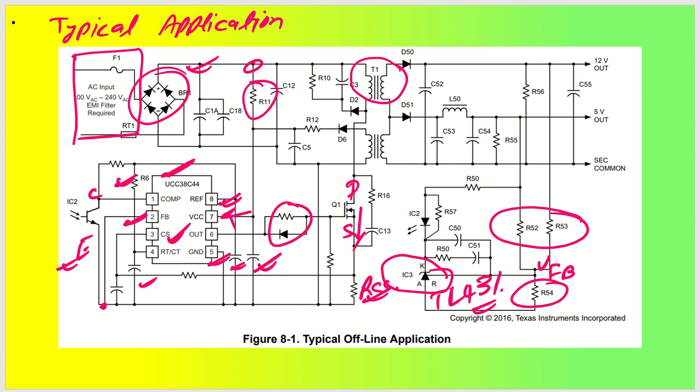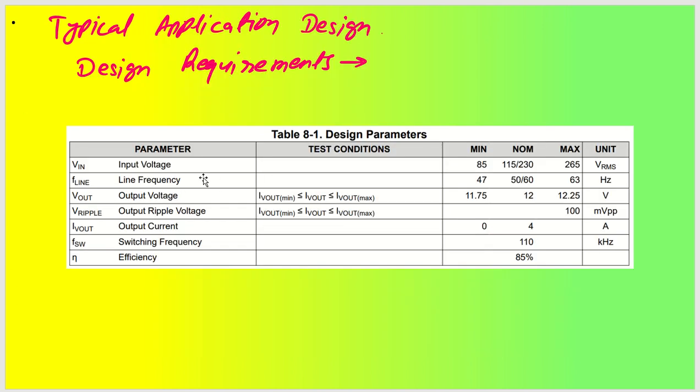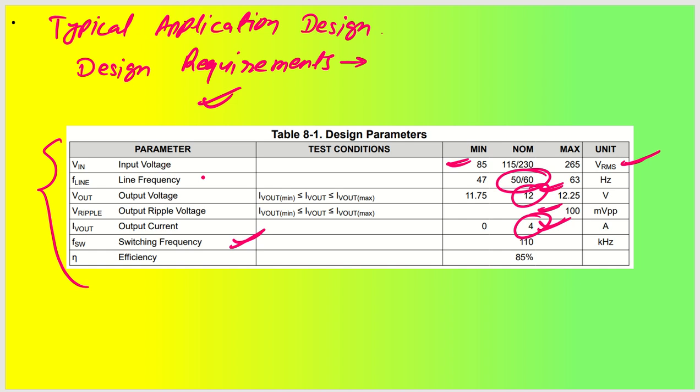We have other designs as well, so if you wish to, you can have this particular design requirements table. You can see we have design requirements as, let's say, 85 to 265 volt RMS. We have line frequency as 50 to 60 hertz. The output voltage requirement is 12 volt, okay, so you will use a 12 volt IC. Then we have a ripple requirement of 100 millivolt peak to peak, an output current requirement of 4 amperes, a switching frequency requirement of 110 kilohertz, and efficiency of 85%.